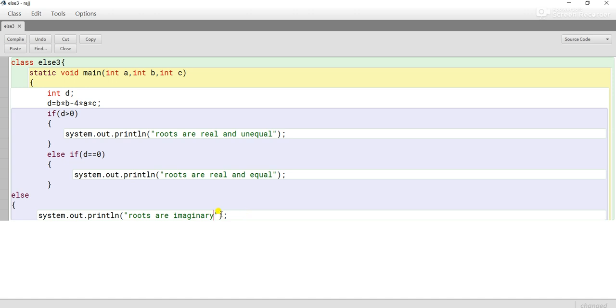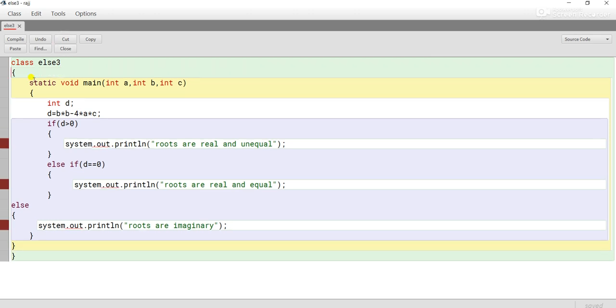This is the output. And finally, close the else block, close the main function, and close the class. Now in this case, how the compilation takes place, let me explain. So very first a compiler comes when we compile this program, then when there is no syntax error, then class is ready to execute.